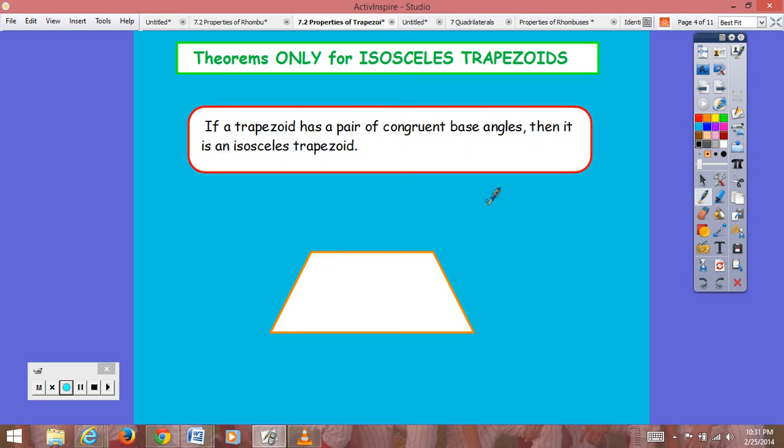Next, if a trapezoid has a pair of congruent base angles, then it is an isosceles trapezoid. So if it has either this pair of congruent base angles or this pair, either one, then we can say that the trapezoid is isosceles.